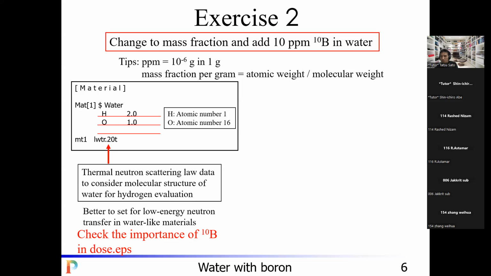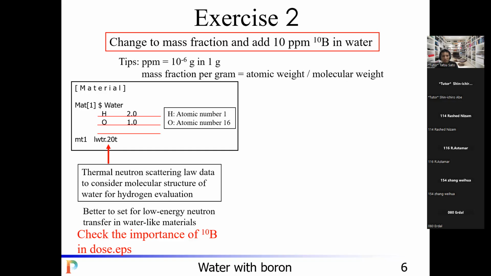Hello, may I ask? Yeah, sure. Thank you. I did the exercise and I want to know about the line MT1 lwtr 20T below the material section. This is for the thermal neutron kernel, as I said. So how does it treat the hydrogen cross section?